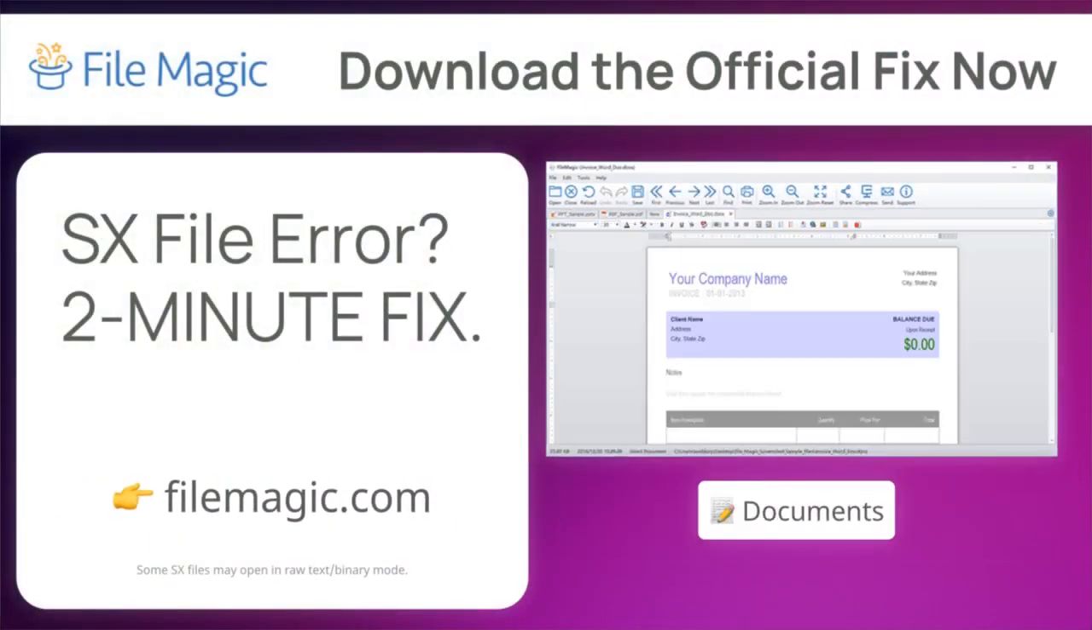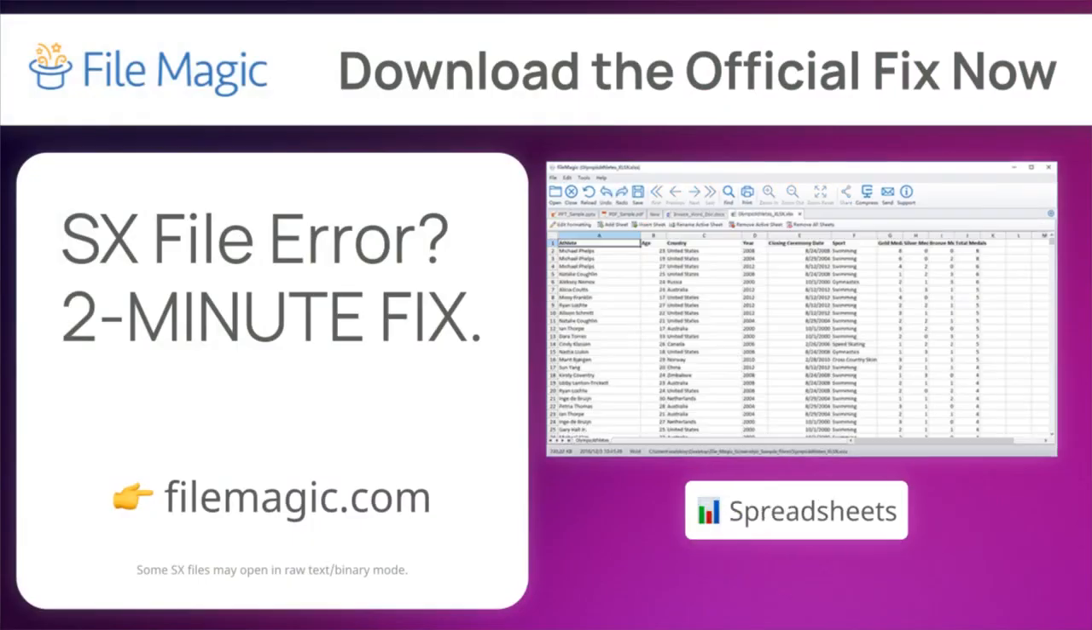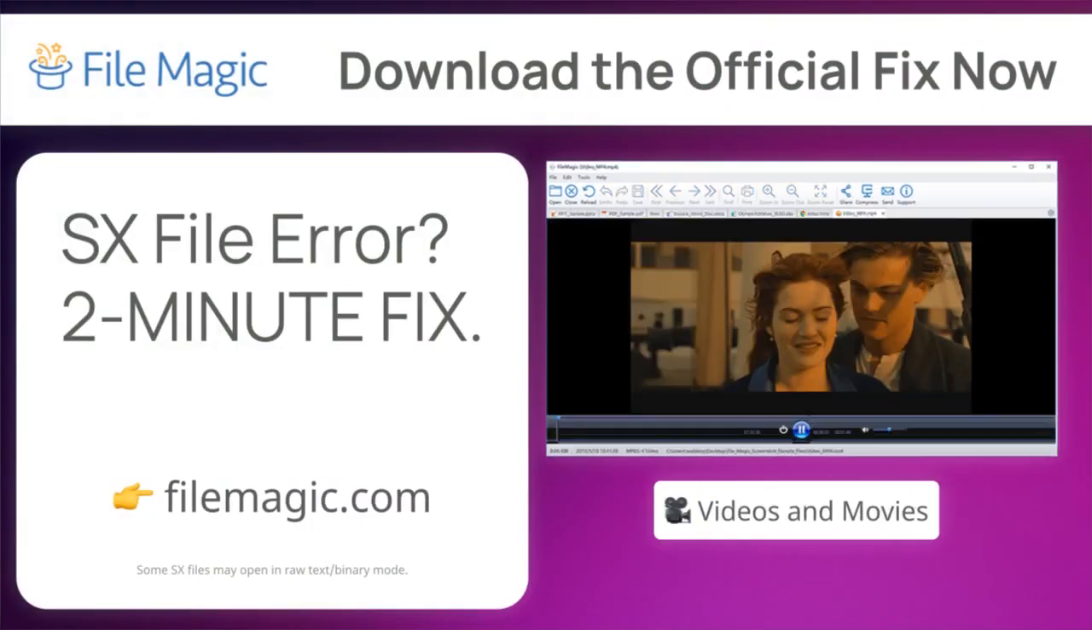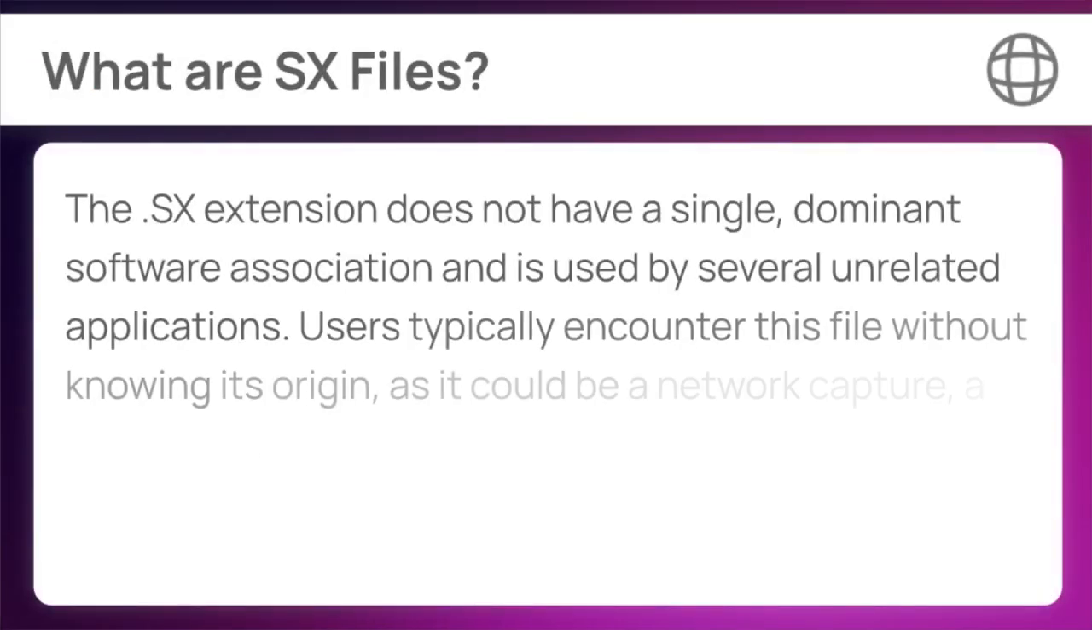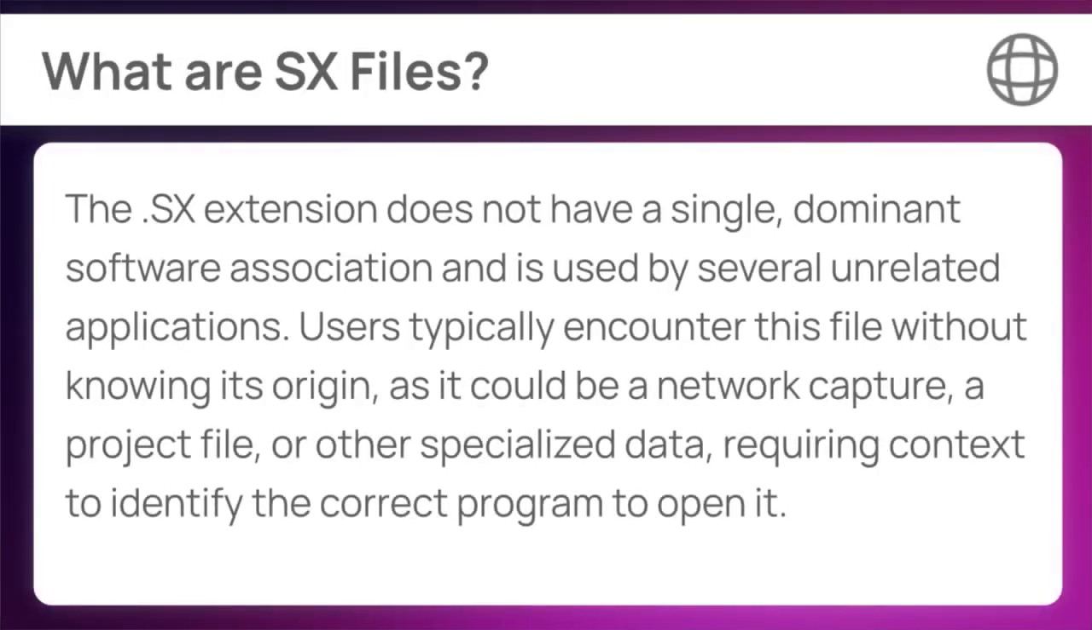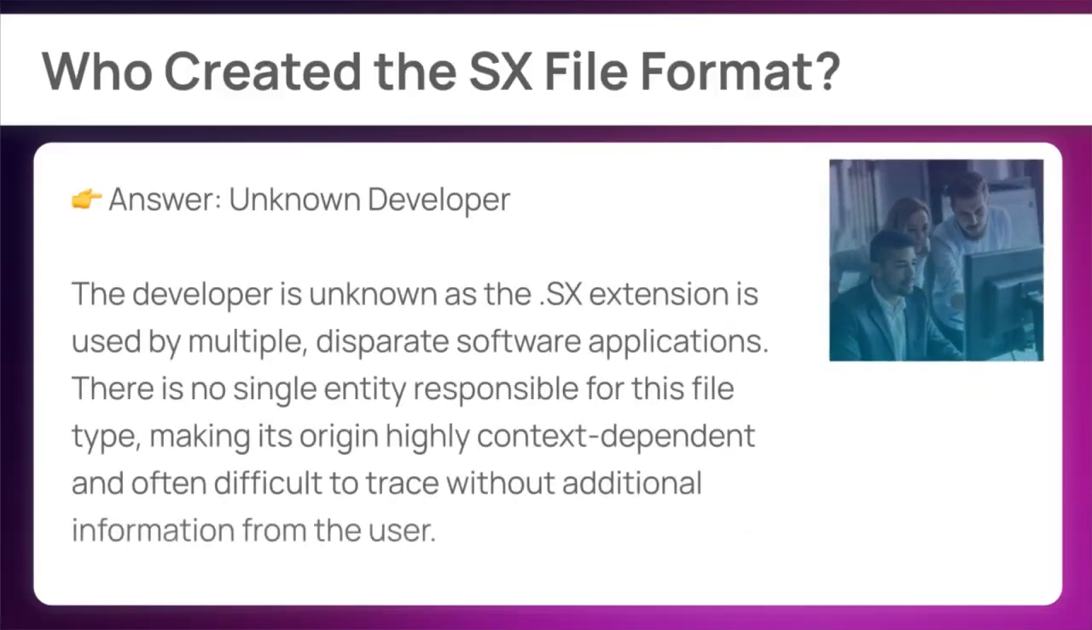This involves the correct application of a single premium SX file inspection utility designed for broad-spectrum file support. The .sx extension does not have a single dominant software association and is used by several unrelated applications. Users typically encounter this file without knowing its origin, as it could be a network capture, a project file, or other specialized data requiring context to identify the correct program to open it.